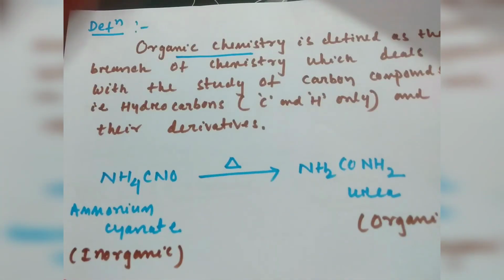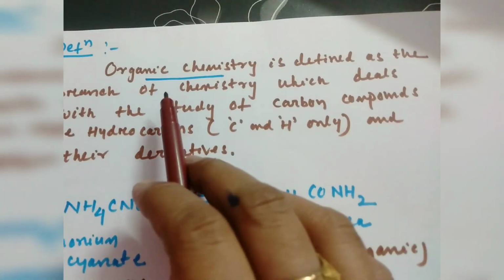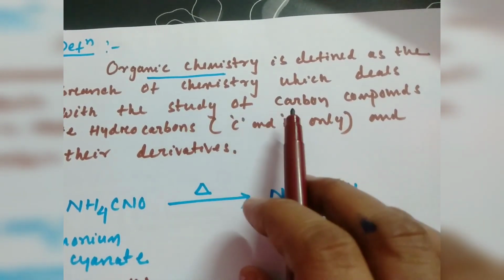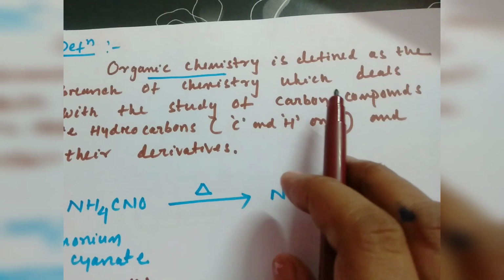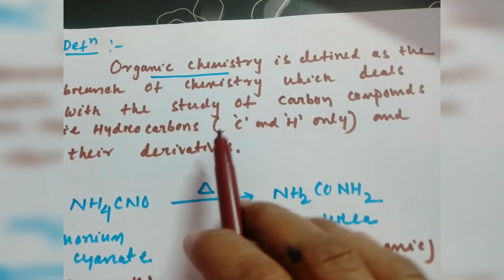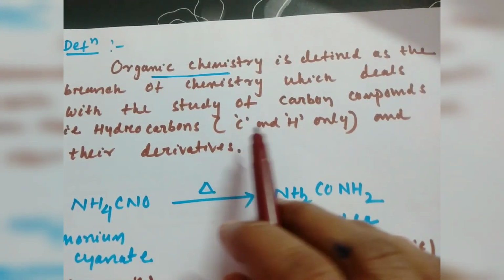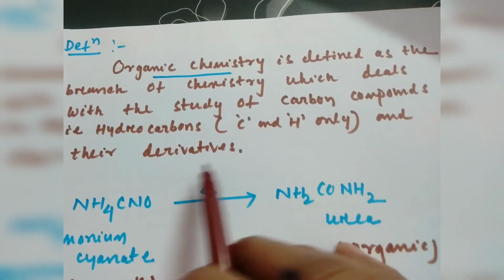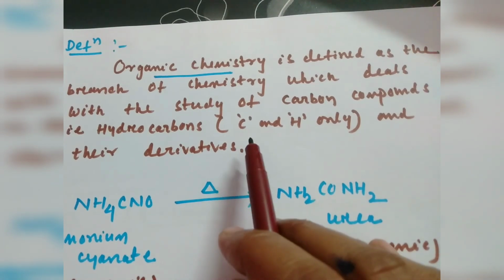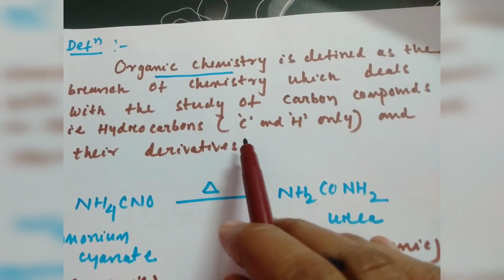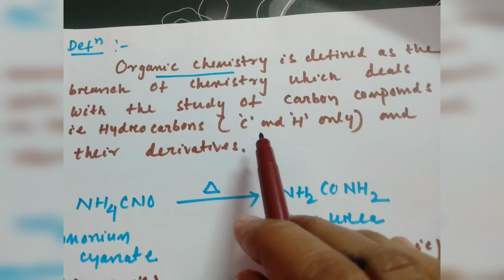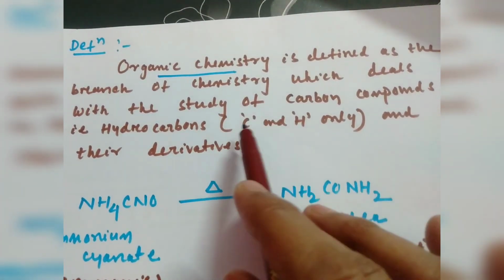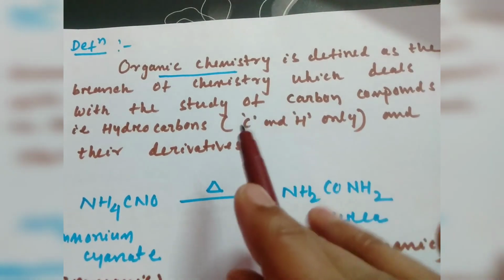First of all, what do you mean by organic chemistry? Organic chemistry is defined as the branch of chemistry which deals with the study of carbon compounds. Carbon compounds means hydrocarbons. Hydrocarbons consist of two elements, carbon and hydrogen, only carbon and hydrogen, and their derivatives. And here one thing is important: we except the carbides and oxides of carbon. Except these compounds, all other hydrocarbons and their derivatives come under organic chemistry.